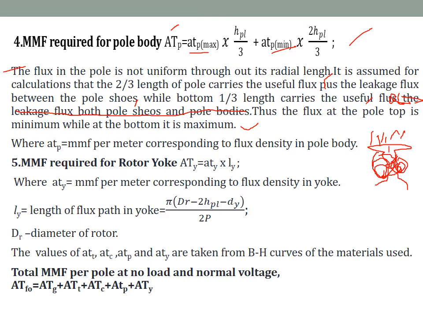This is because only useful flux is coming from this pole surface, where ATP is the MMF per meter corresponding to flux density in the pole body. So using this equation, find the flux density at 1/3 height and 2/3 height. Corresponding ATP max and ATP minimum you have to find out from BH curves, and multiply with 2 HPL by 3. You will get the MMF required for the pole body.